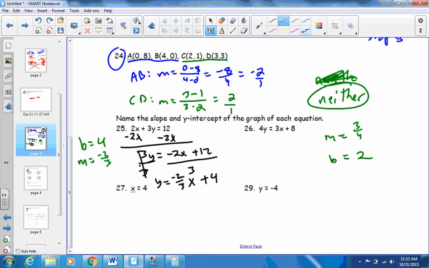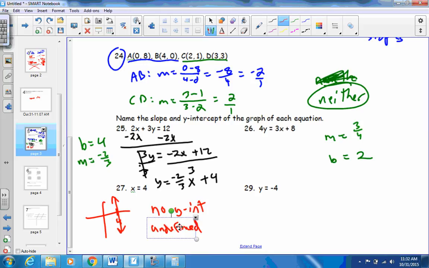If x equals 4, there is going to be no y-intercept. That means your graph looks like this. And here's 4. Your graph is just going to always go through x equals 4. It's never going to cross the y-axis. So no y-intercept. And the slope is up and down, so it's an undefined slope.